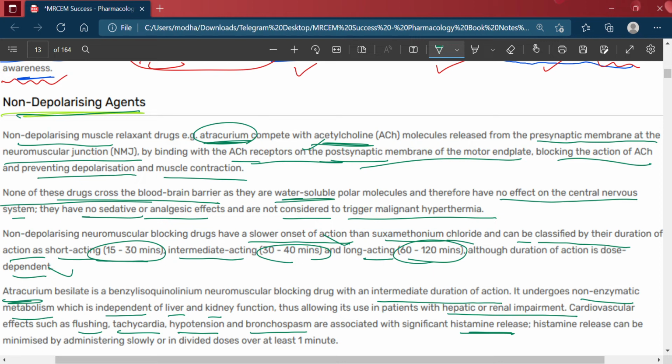So atracurium has an intermediate duration of action, and it undergoes non-enzymatic metabolism, which is independent of liver and kidney function, so it can be given to patients with hepatic or renal impairment. It has cardiovascular effects such as flushing, tachycardia, hypotension, and bronchospasm due to the release of histamine, and this histamine effect can be minimized by administering slowly or in divided doses over at least 1 minute.